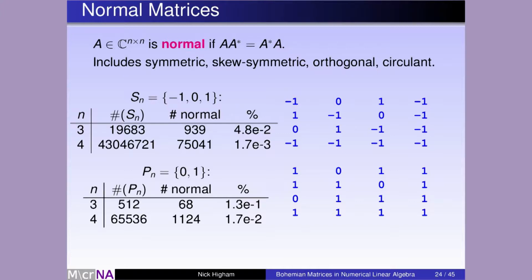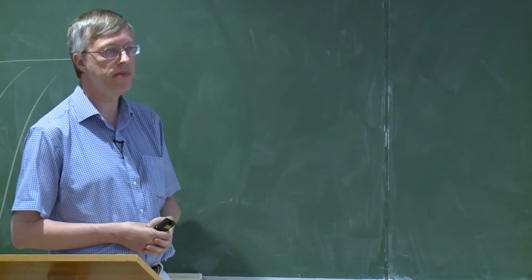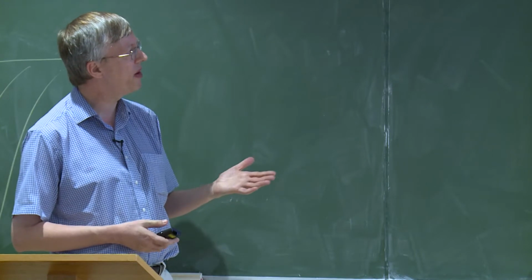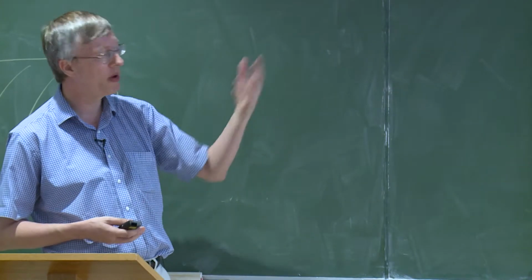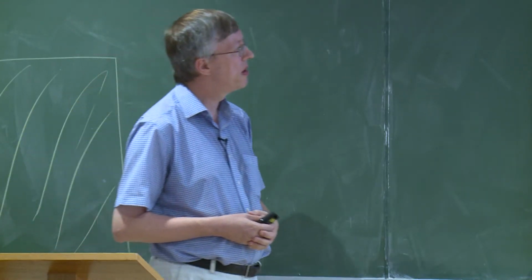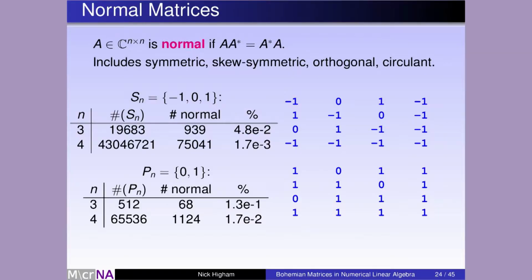Beyond that, there's not a lot that we think of. So I don't have a good feel for what the complete set of normal matrices looks like once you get beyond those sorts of classes. So one computation I've done here is for Sn and also Pn, the 0-1 matrices, just to count how many normal matrices there are in these classes.